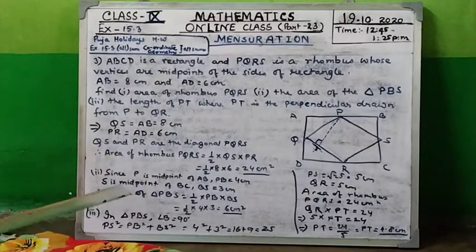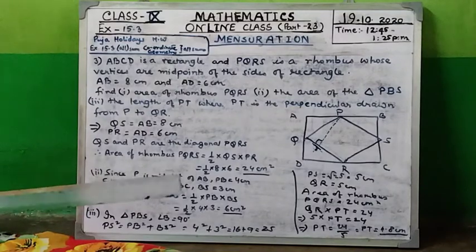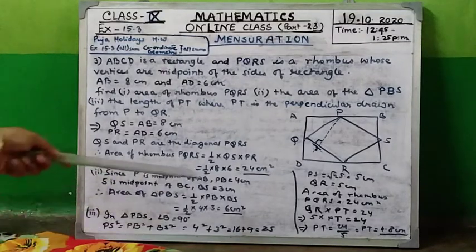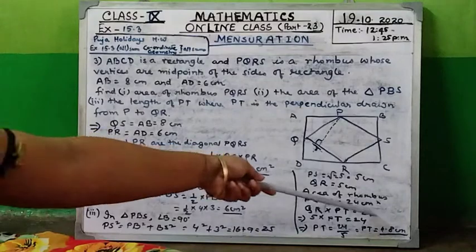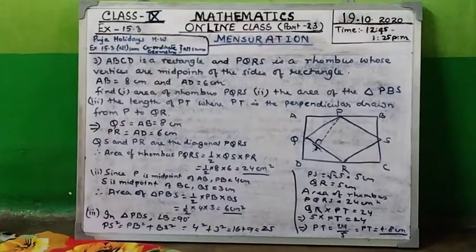Area of the rhombus PQRS is equal to 24 square centimeter. We have already found it out. Now QR into PT is equal to 24. QR is equal to 5, so 5 into PT is 24. Then PT is equal to 24 by 5, that is 4.8 centimeter.